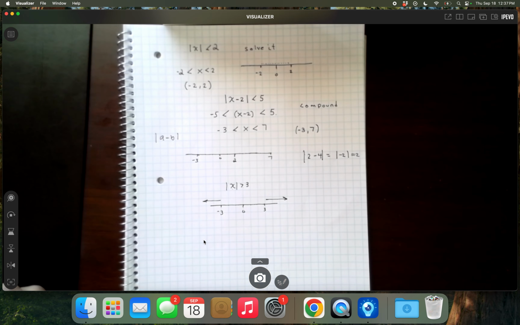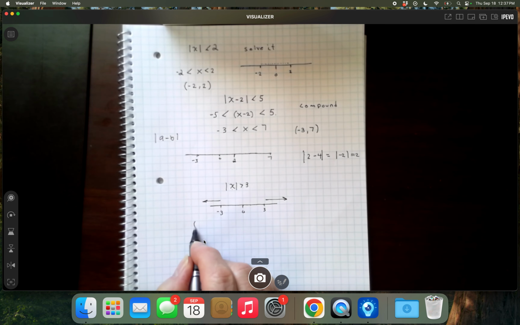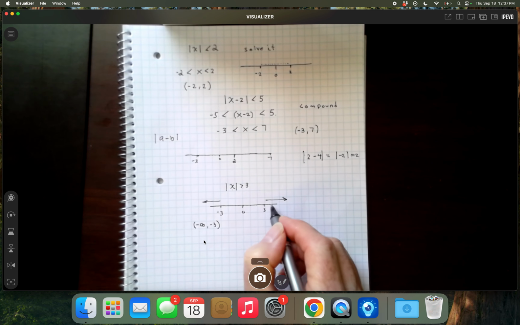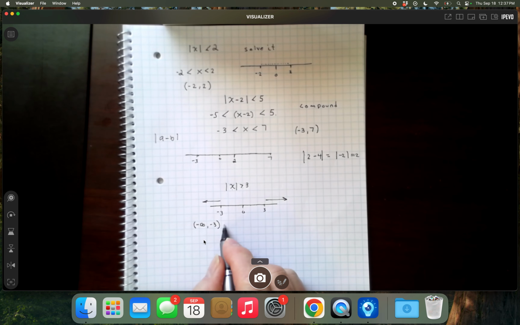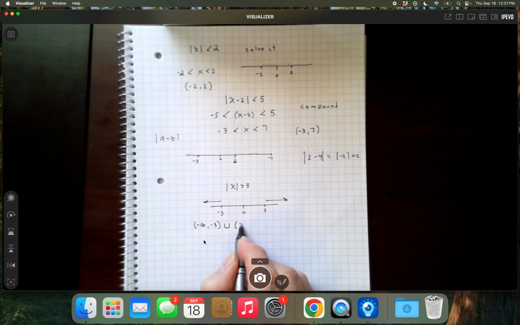So notice how we have to write the solution here. Minus infinity up to minus 3. But you could also be here. So we're going to take the union of those two sets. 3 to infinity.